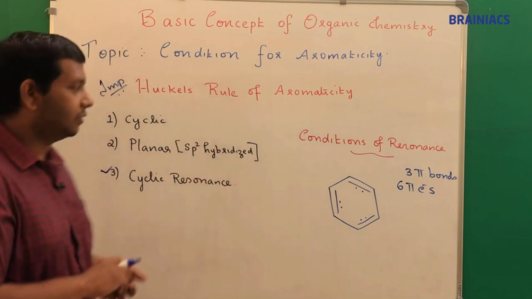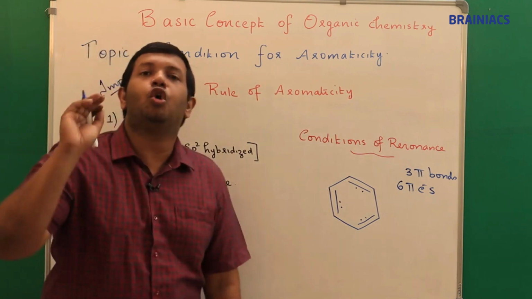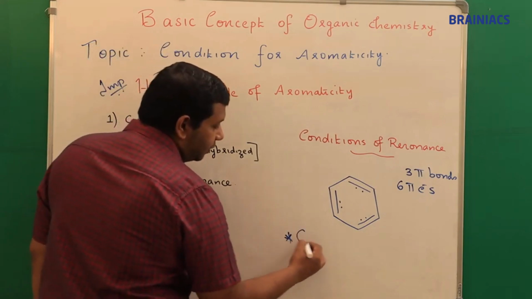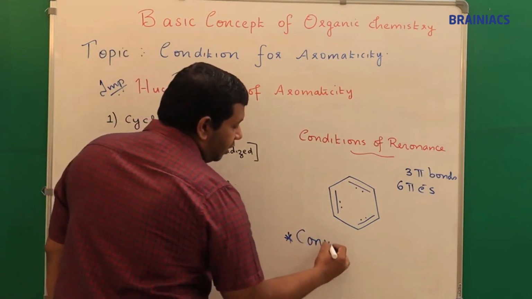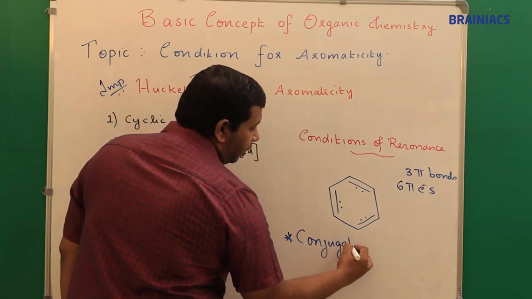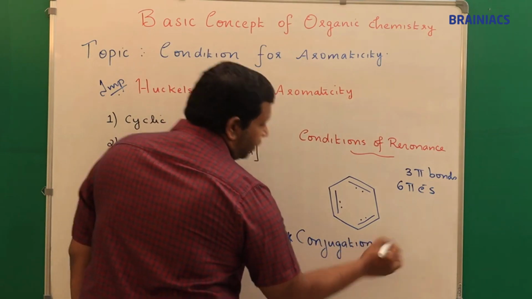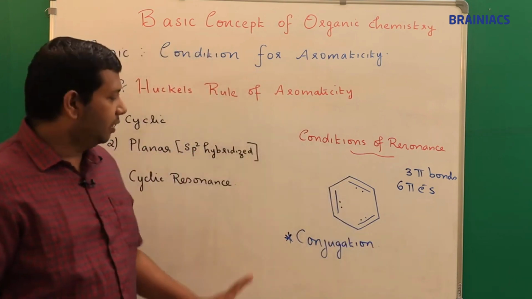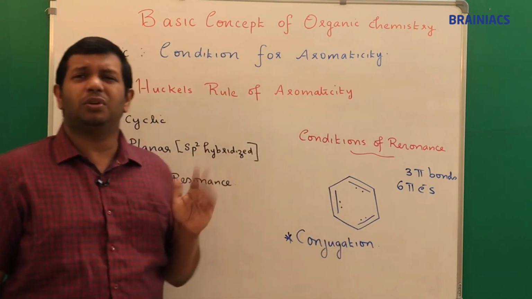I can say the first important condition is called conjugation. Please understand, the most important condition is called conjugation. So I can say if conjugation is present in a compound, then there is a possibility of resonance. So many students will ask me, sir, what does conjugation mean?